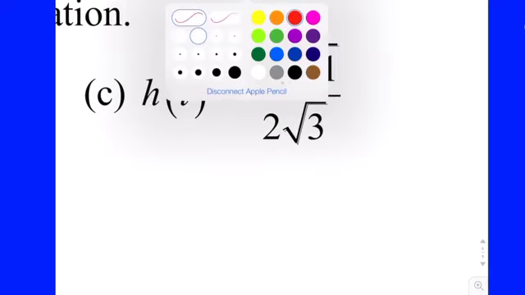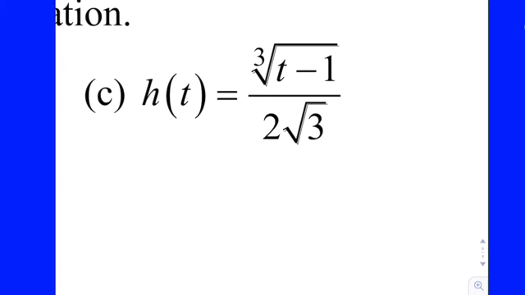The function's name is Hortense, or h for short. The independent variable is t, not x. Do we have a denominator? Yes. Are we at risk of dividing by 0, though? No, because the denominator is a constant. It's 2 square root of 3, which is not 0. Do we have radicals? We do. We have a square root, but what's underneath it? 3, which is not negative, so that one passes.